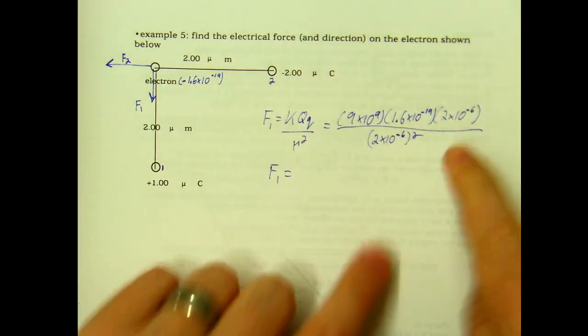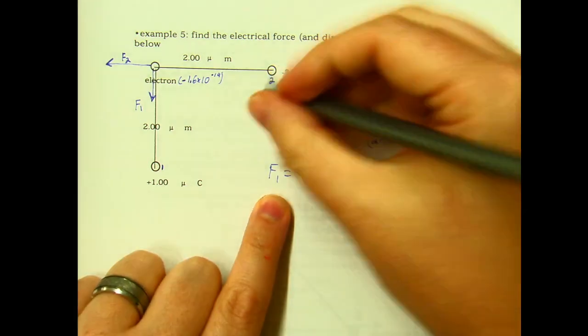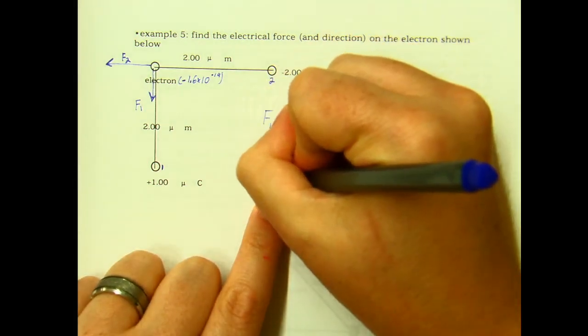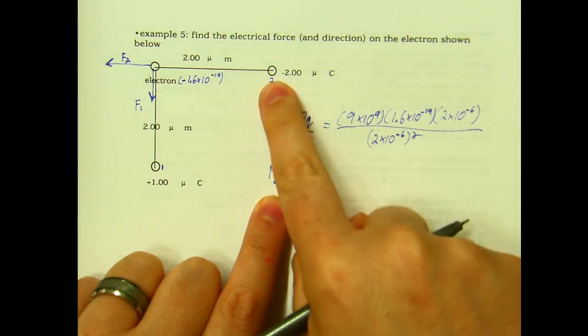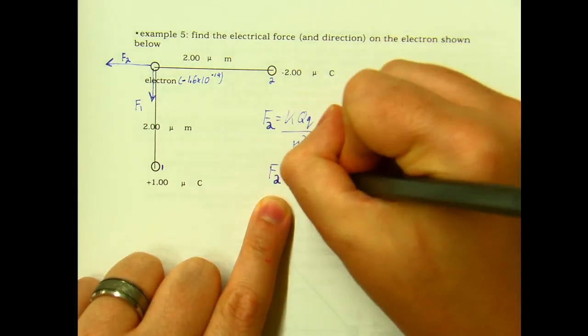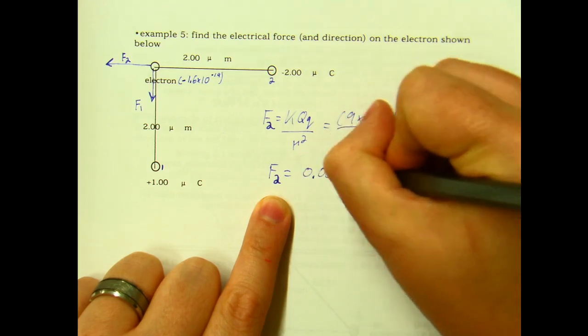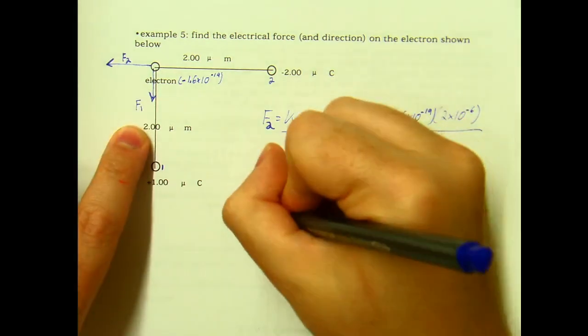If you do this calculation, we find that the force, actually that's F2. Sorry, I mislabeled them. The force from 2 is going to be 0.00072 newtons.